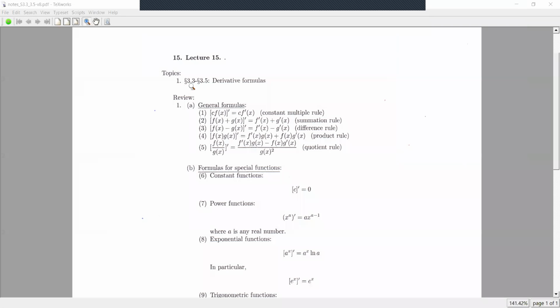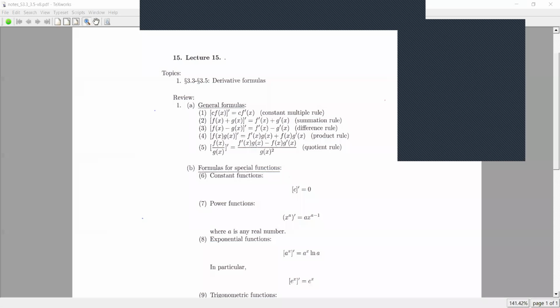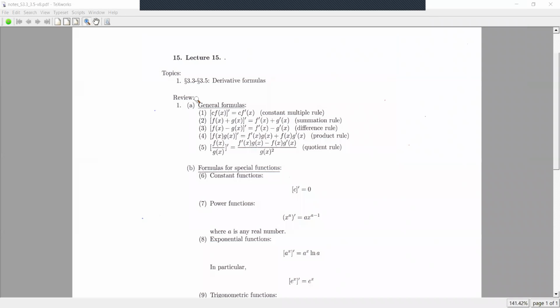Today, still section 3.3, 3.4, and 3.5. There are 10 derivative formulas in these three sections. I divide these 10 formulas into two groups. The formulas in the first group work for general functions, and the formulas in the second group are only for special functions. Take a review about the formulas.